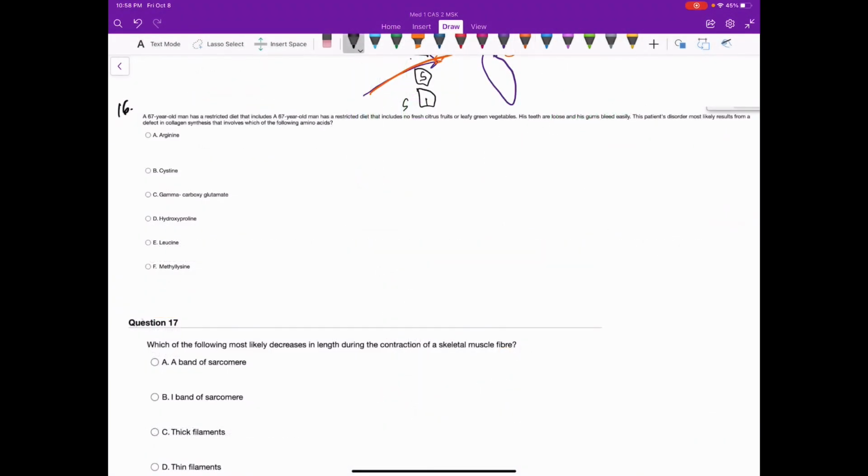Okay, 16, almost there. A 67-year-old man has a restricted diet that includes... okay, I don't know who wrote that question. Okay, let's start it again.